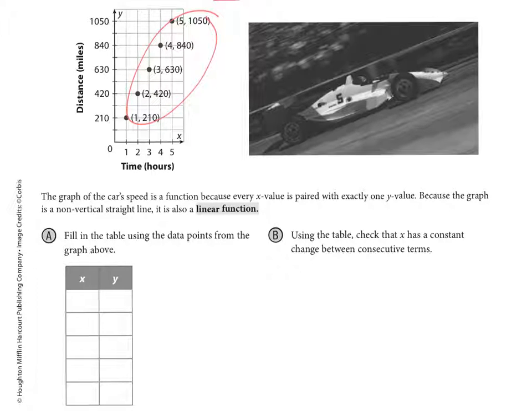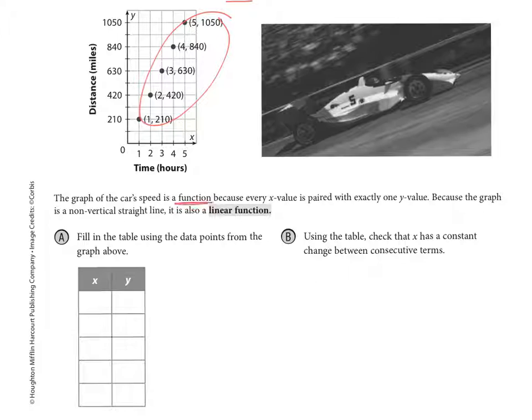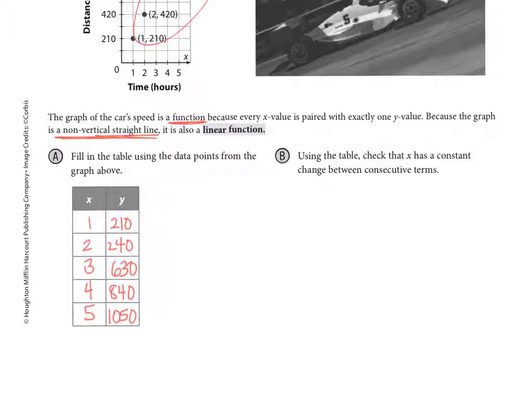Okay, so if you just read through here, we know that this is a function because each x has only one y value. It's also linear because it's a straight line, a non-vertical straight line. All right, that's our definition of linear function. So the first thing I want us to do is take these points on the graph and fill in an xy table. All right, and now that we've done that, we want to check what's going to make it linear.